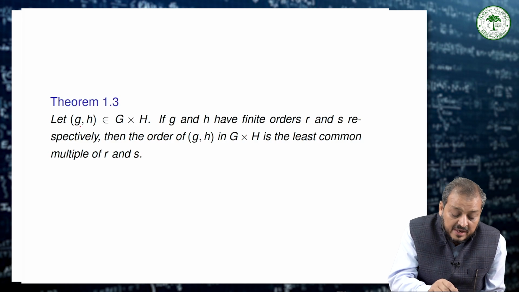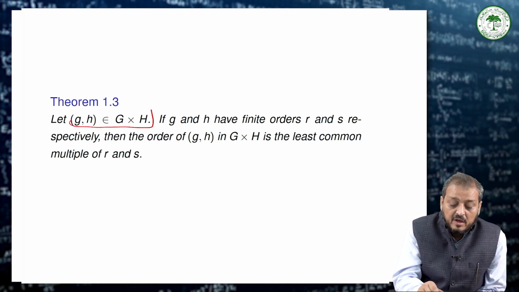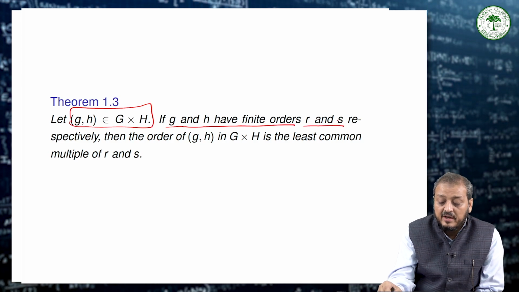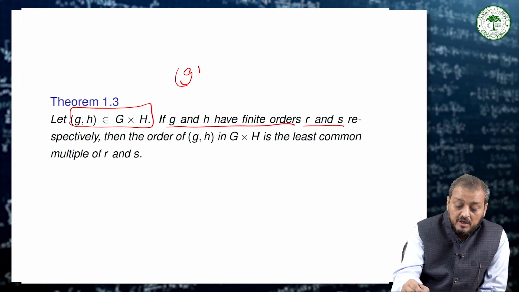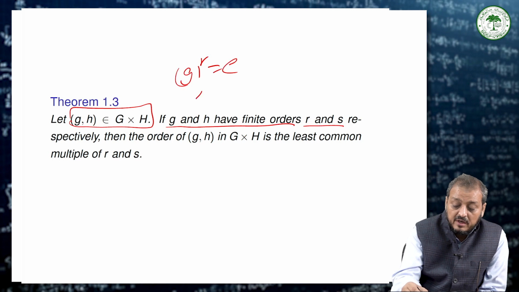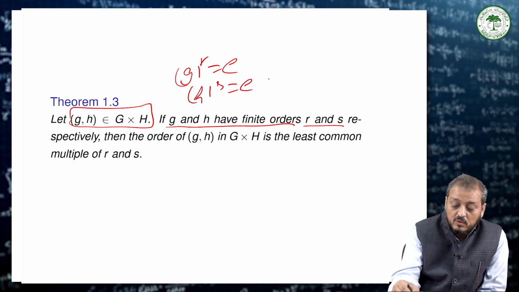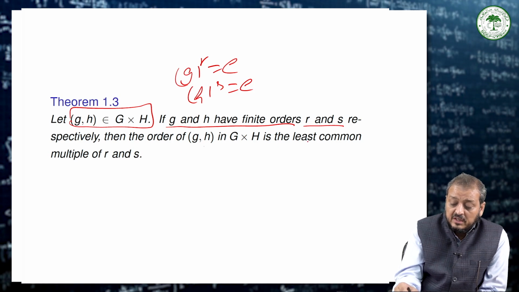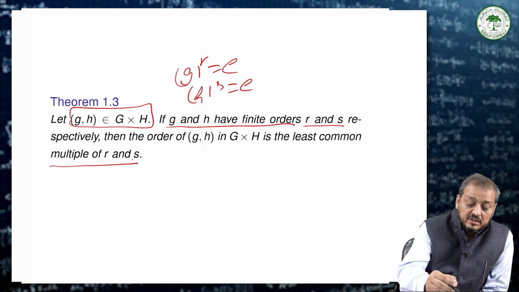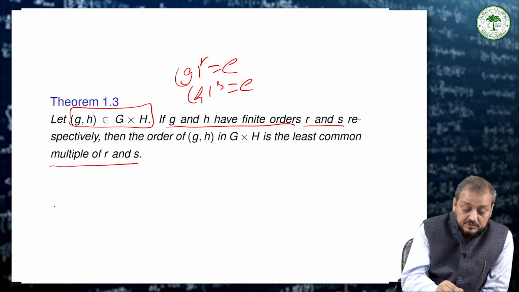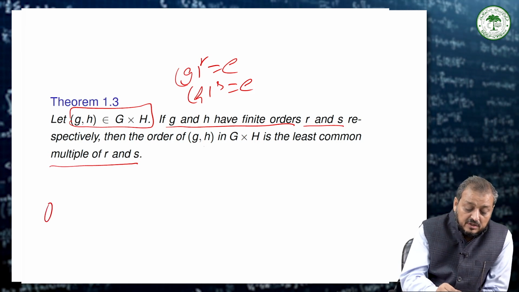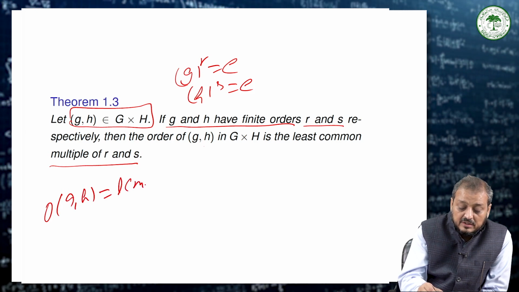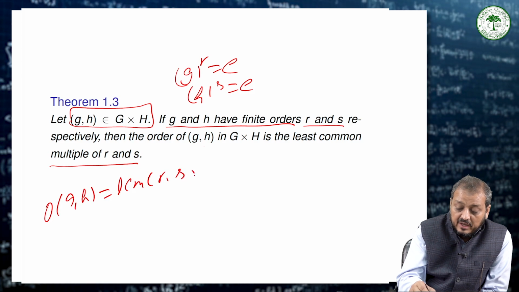Let g and h be elements of G cross H, and let g and h have finite orders r and s. This means g to the power r is equal to the identity, and h to the power s is equal to the identity. Then the order of (g,h) is the least common multiple of r and s. So the order of (g,h) is nothing but the LCM of r and s.